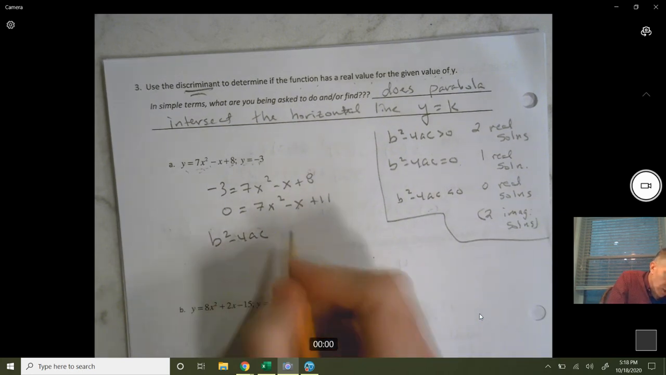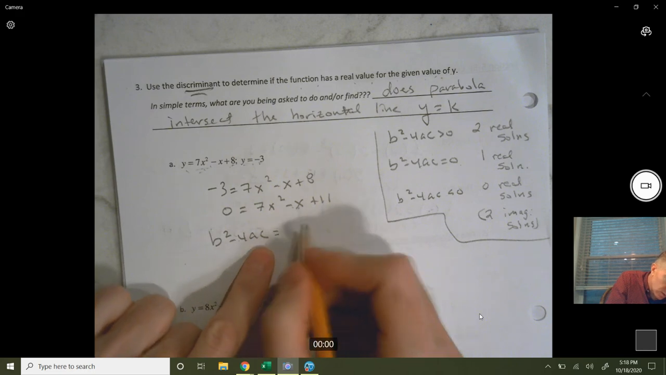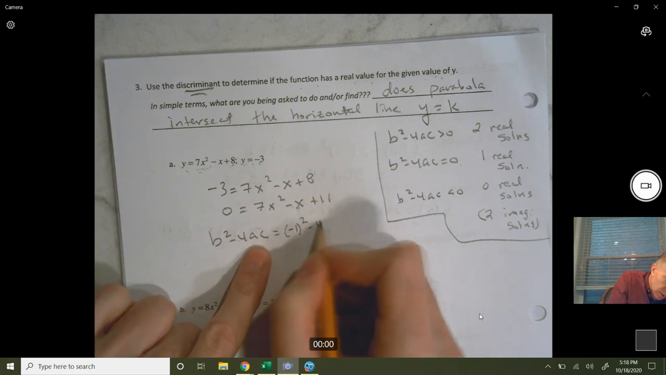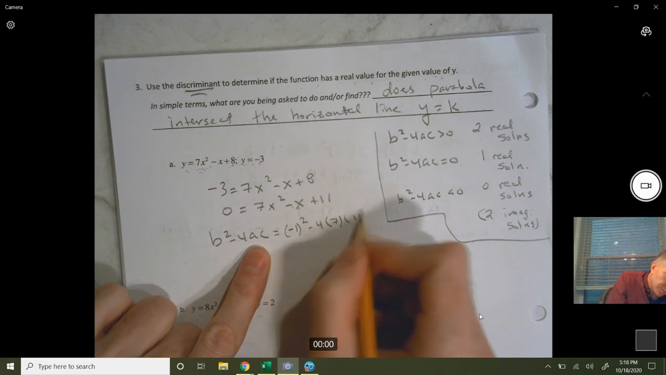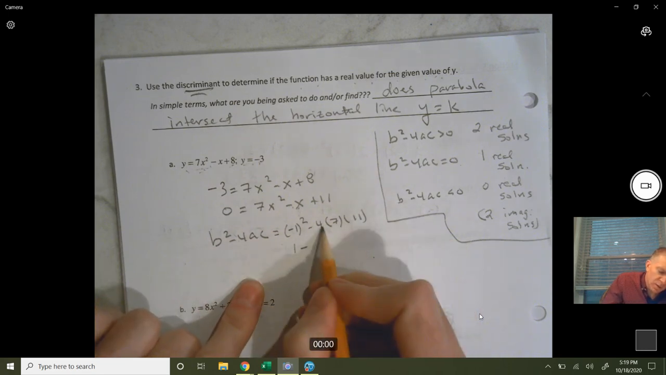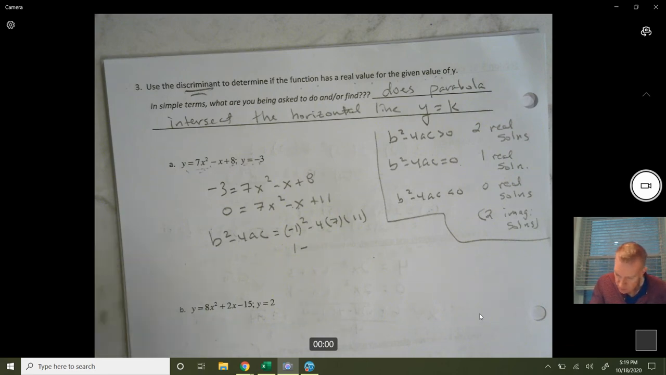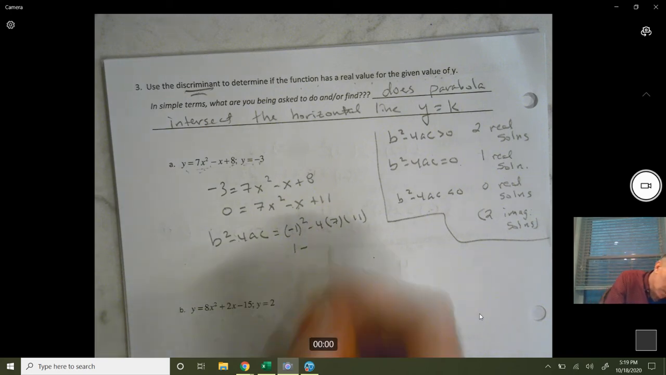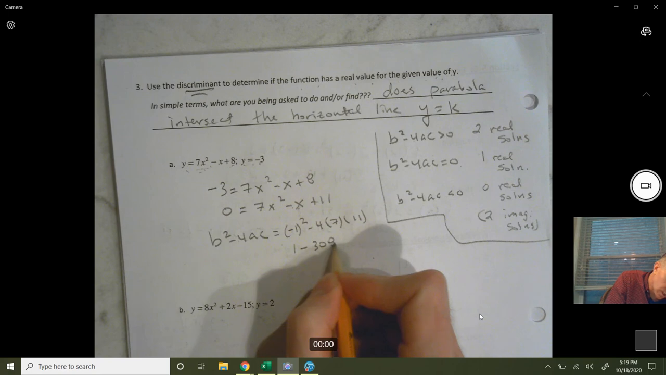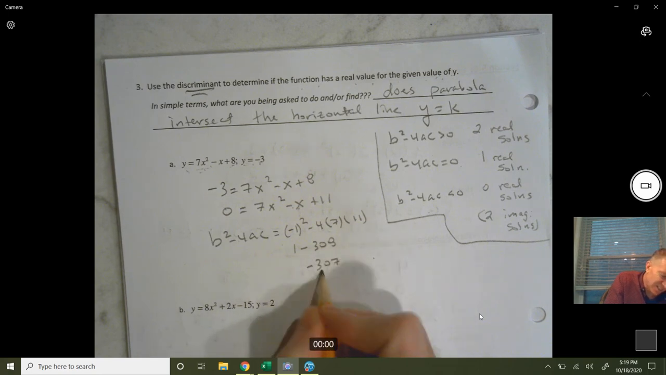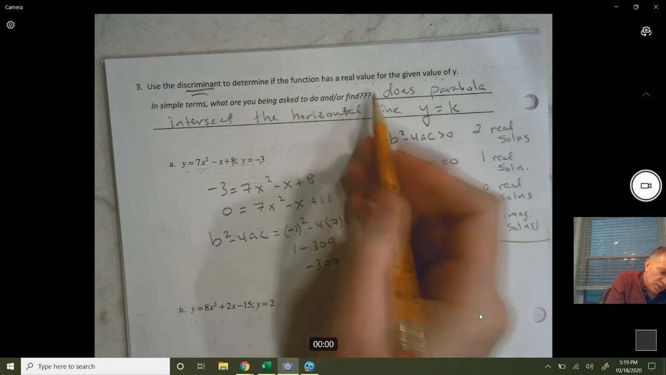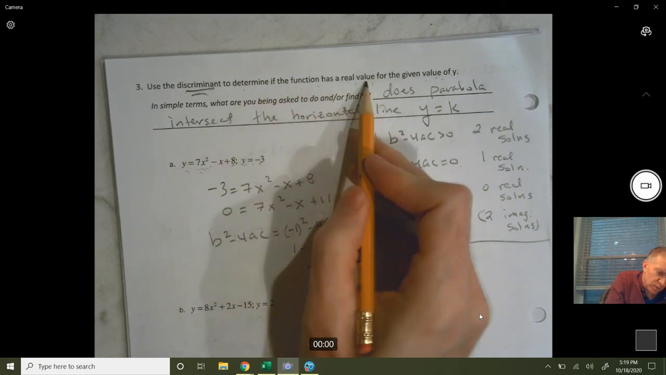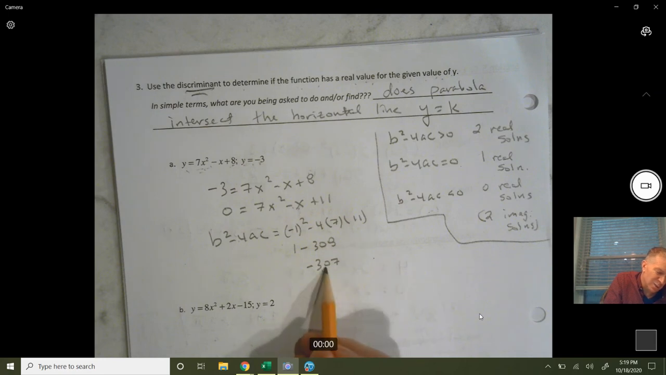So b squared minus 4ac equals -1 squared minus 4 times 7 times 11. That's 1 minus 4 times 7 times 11, which is 28 times 11, 308. 1 minus 308, so negative 307. That's negative. So does the function have a real value for the given value of y? It does not, because the discriminant's negative.